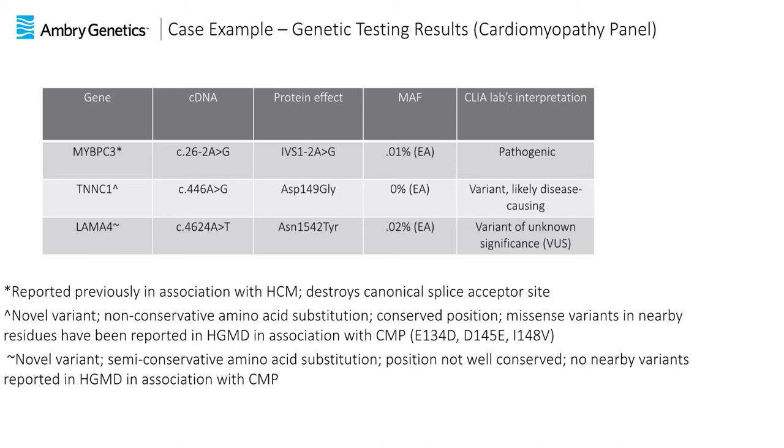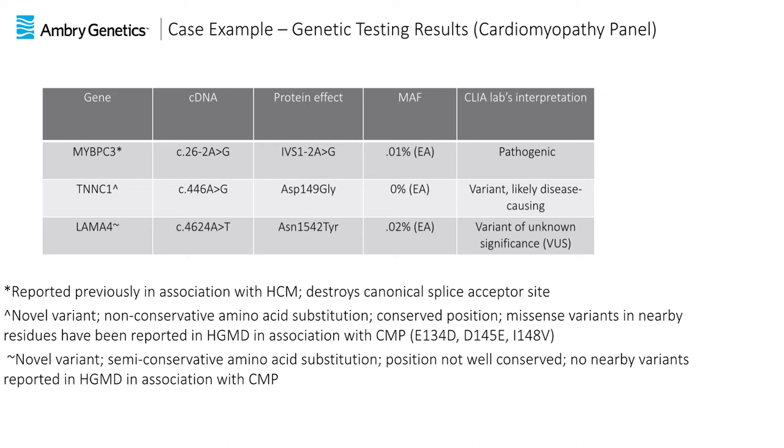Now, when we look at the myosin binding protein variant, interestingly, as you can see with the star below, this variation had been reported previously, but in association with a different cardiomyopathy, HCM, hypertrophic cardiomyopathy. This is a splice site mutation, which is typically thought to be pathogenic. Now, the troponin C variant had never been described before. It was novel. But this was a non-conservative amino acid change from one amino acid to another at a very highly conserved position throughout evolution.